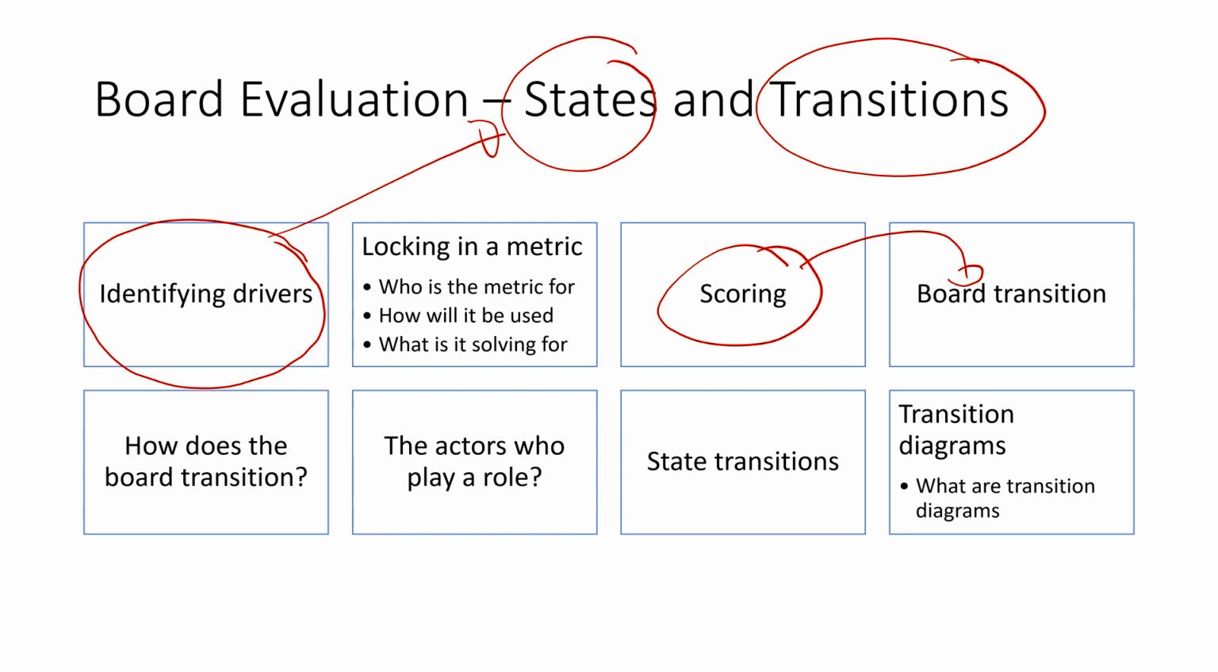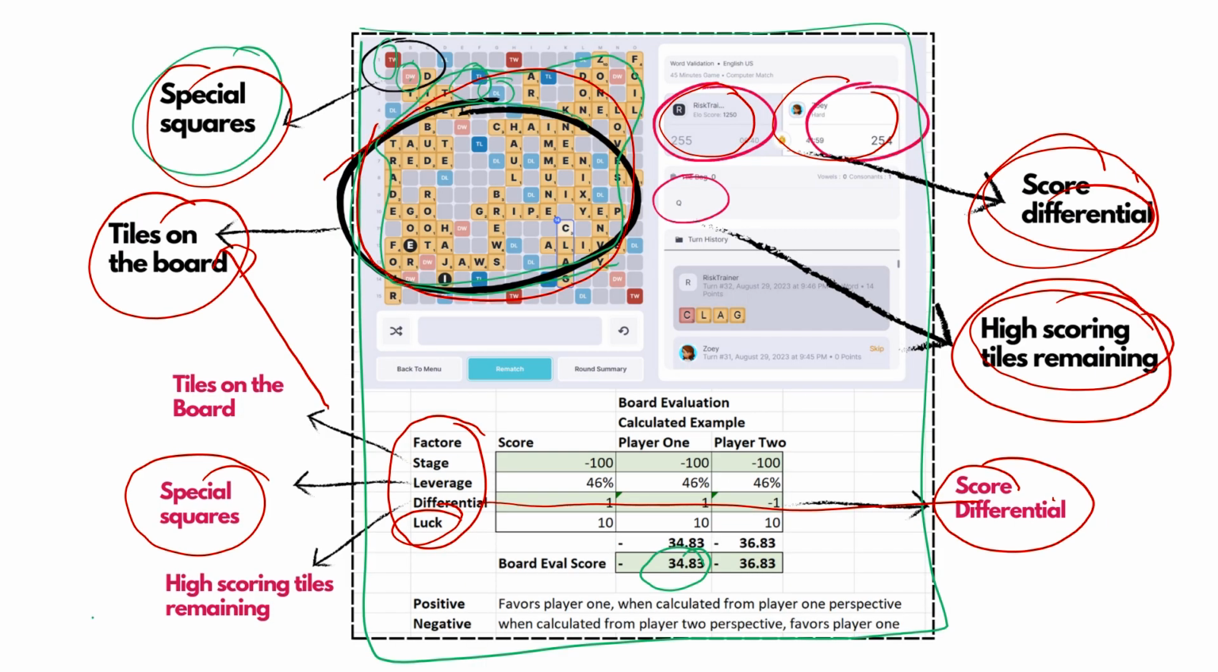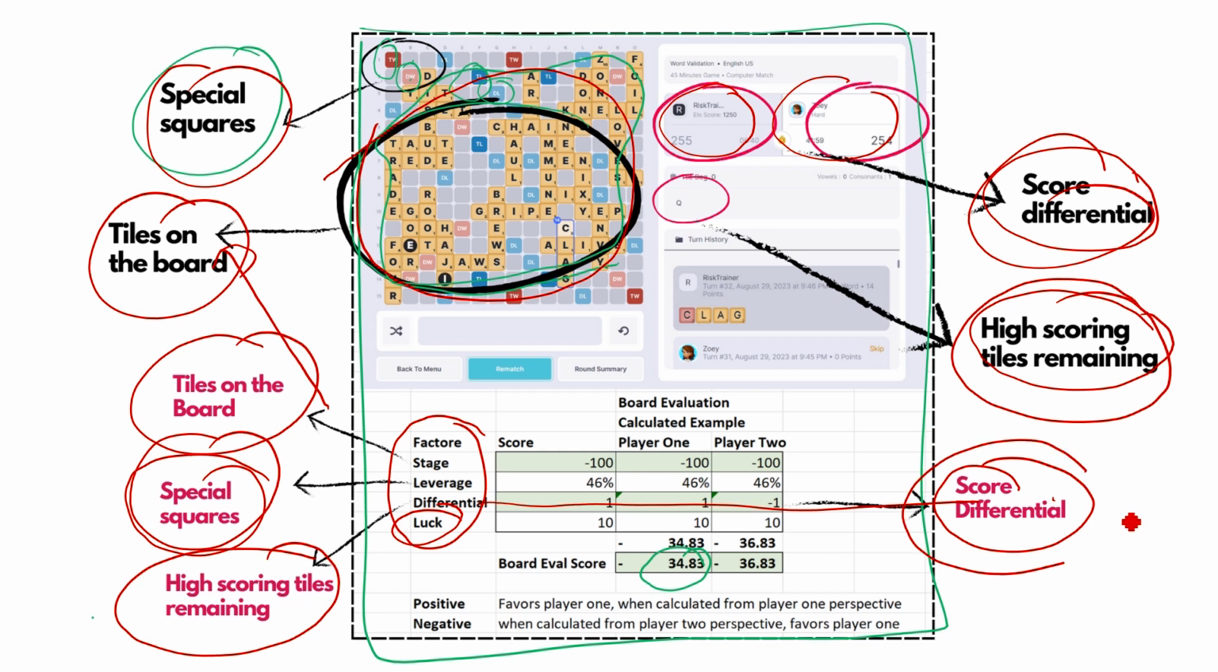So the question you have to ask yourself is, how does the board change and who are the actors who play a role? The actors that we identified in this specific instance were tiles on the board, the special squares, the high scoring tiles remaining, and the score differential. These four components in our first pass did a reasonable job of tracking the performance, the win probabilities for both player 1 and player 2.